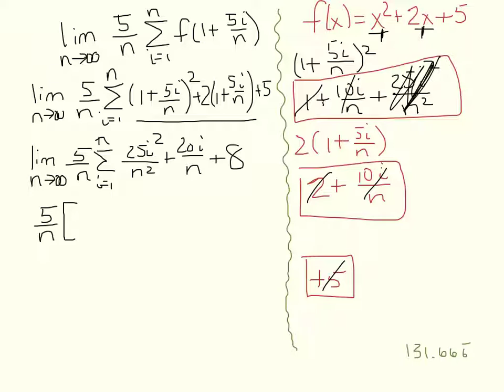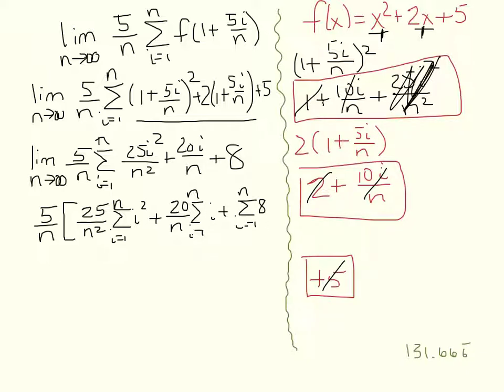So I have the first summation is the summation for 25i squared over n squared. And 25 over n squared does not change. Again, that is unaffected by i. So I'm going to pull that out, and I'm left with an i squared. My 20i over n term has a 20 over n that doesn't change. And I'm just left with an i here. And then summation of i equals 1 to n of 8.